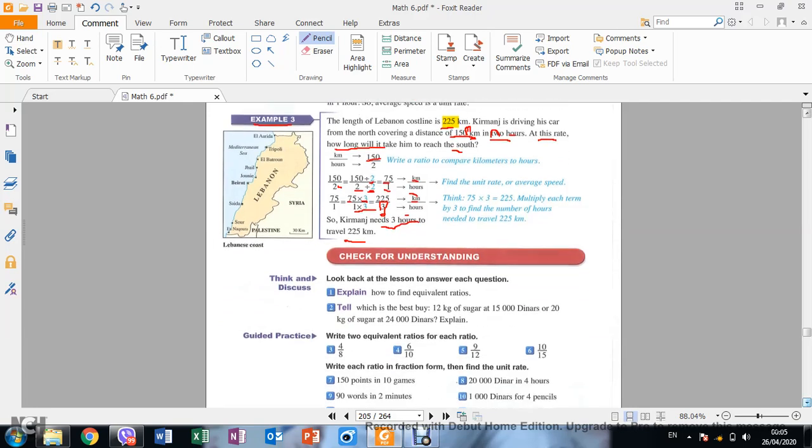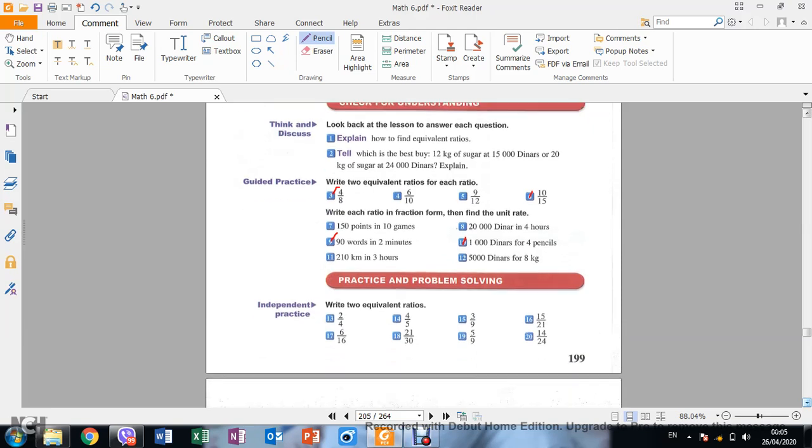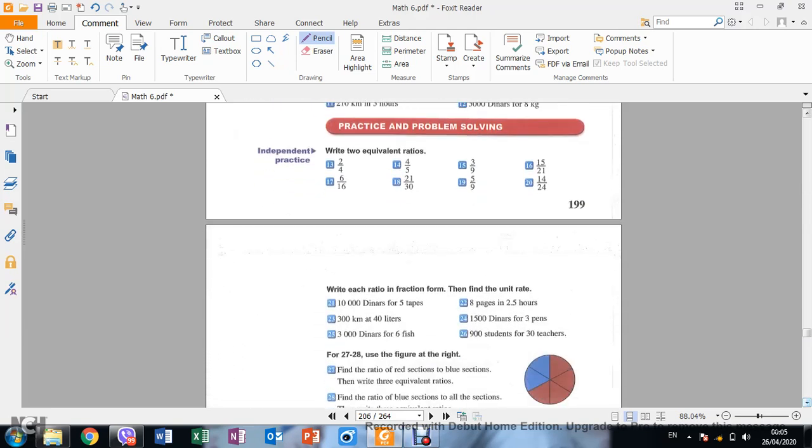Now I give you homework. I hope all of you understand very well. Number 3, number 6, number 9, number 10, and number 17, number 19, 25, 26 is your homework.